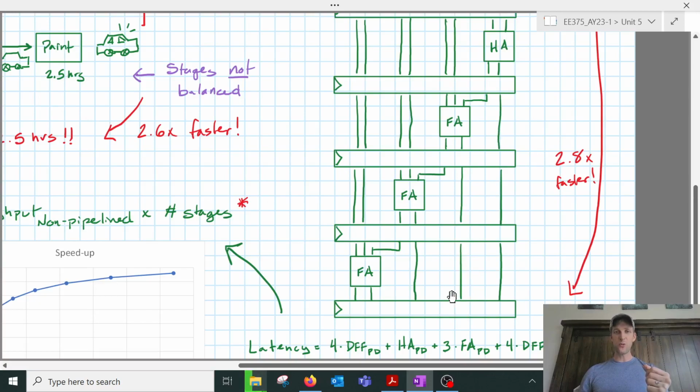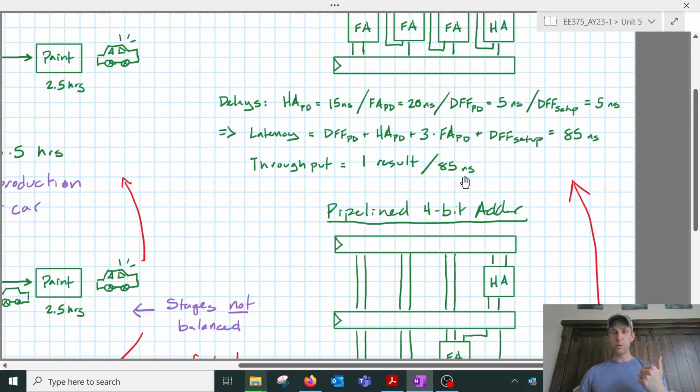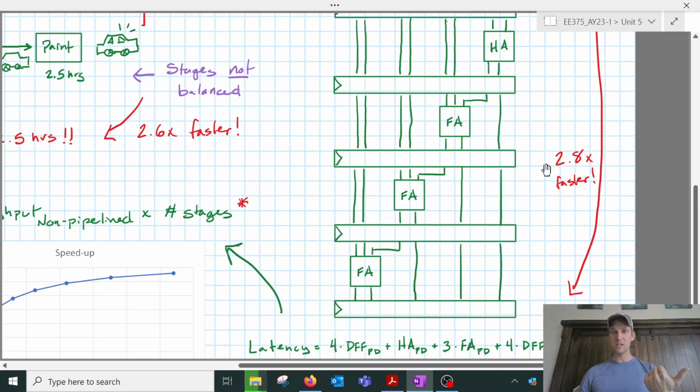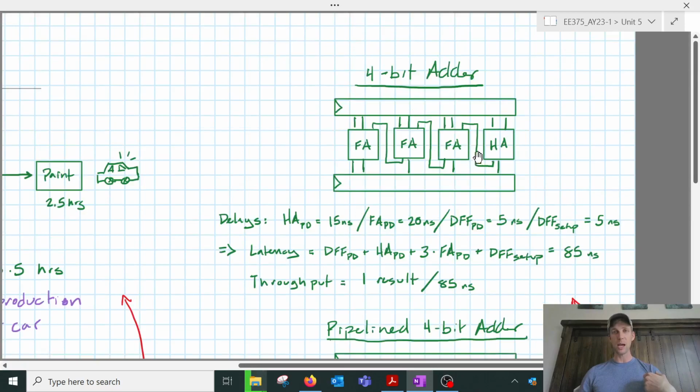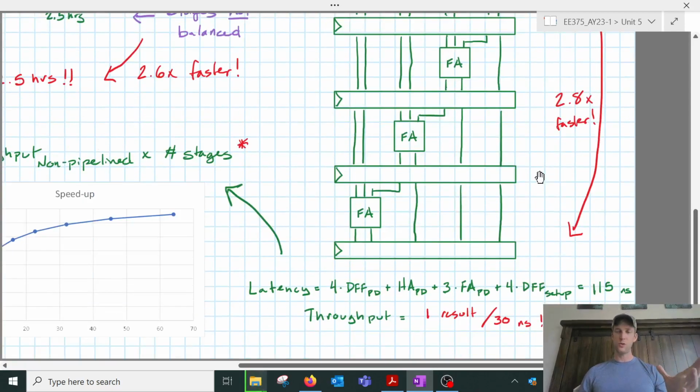Once this pipeline is full, then every clock cycle I get the result of a new addition. So now I get one answer every 30 nanoseconds as opposed to one answer every 85 nanoseconds, and that's a 2.8 times performance increase over my non-pipelined adding circuit up here. So again, pipelining gives us a performance boost not by changing any of the underlying circuits, just by separating the flow into stages and trying to make sure that every stage is being utilized 100% of the time.